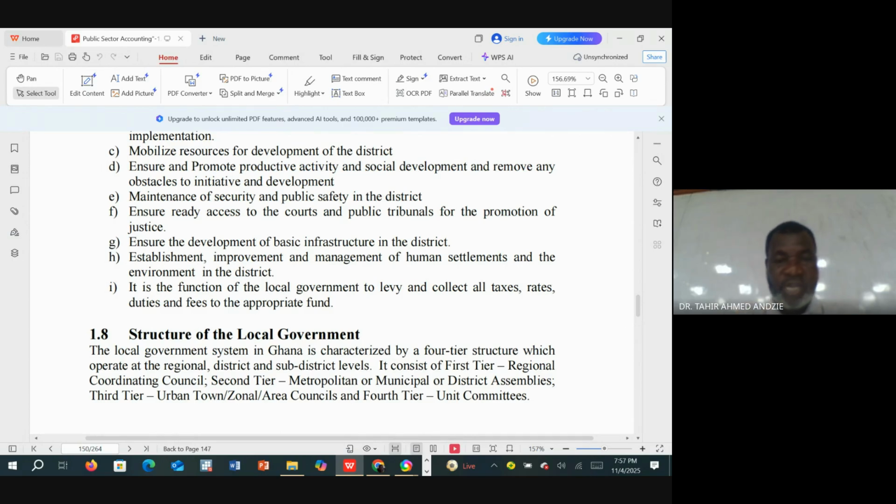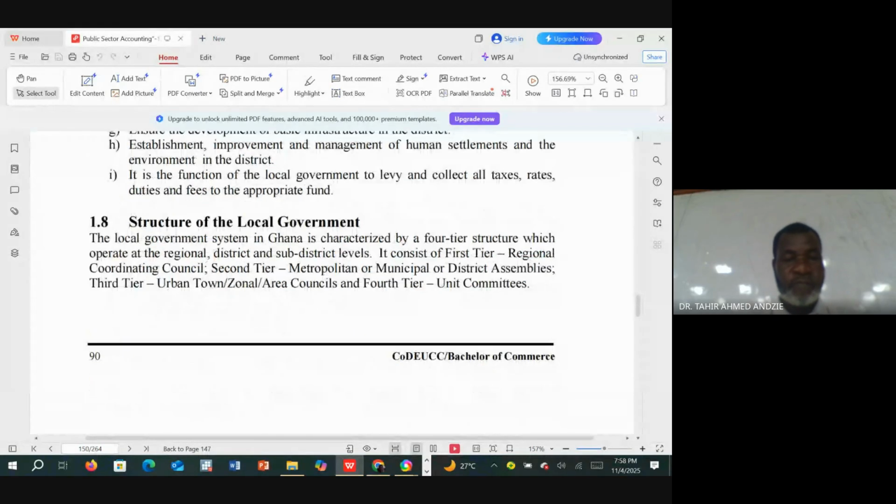It is the function of the local government to also levy and collect all taxes, rates, duties, and fees to the appropriate fund. So that's why you have task forces in the various district assemblies. They are appointed to enforce collection of taxes in the market, in the lorry stations, and other places. They have the power because they have been given the mandate to do so. So it is their function. If you are asked to pay your hotel levy or whatever by the district assembly, know that it is their function, right? Now let's look at the structure of local government in Ghana.